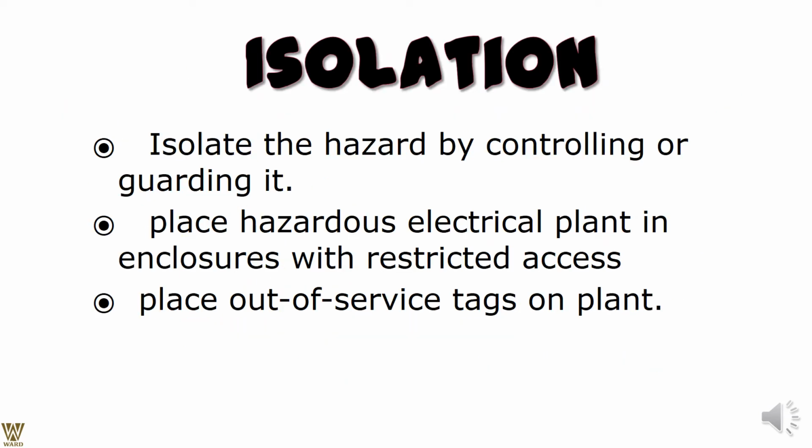So then comes something called isolation. Isolation is where we have to isolate the hazard or the chemical or any untoward incident that might be coming. The moment we are isolating it, we are putting a control, putting a tab onto it, we are guarding it, placing hazardous electrical plants altogether. Enclosures with restricted access is the way to go around it. Place out the service tag. Remember, this is of vital importance, as the service tag tells you whether the plant is working in a perfect fashion or not.